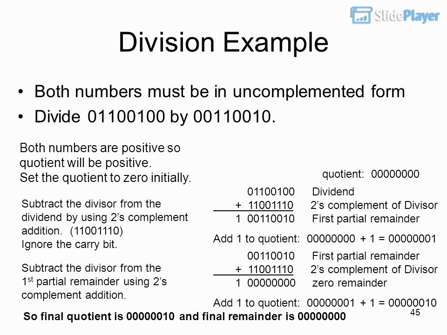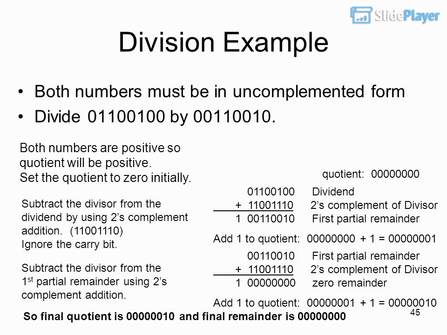11001110, ignore the carry bit. 0011010 first partial remainder plus 11001110, the 2's complement of the divisor, gives 100000 remainder. Add 1 to quotient: 00000001 plus 1 equals 00000010. Subtract the divisor from the first partial remainder using 2's complement addition.